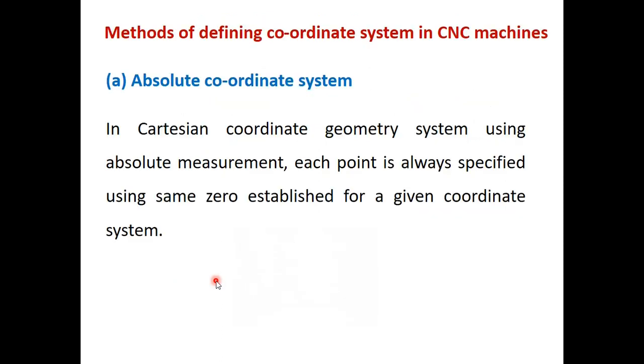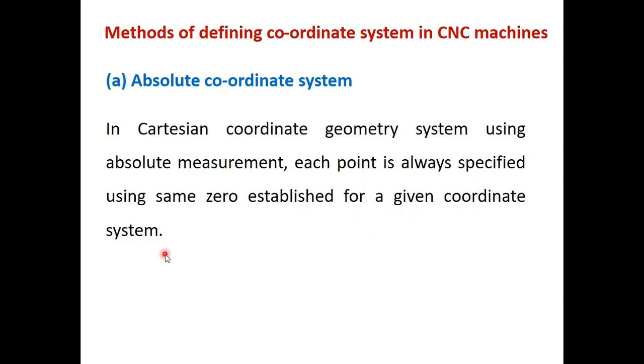Now let's go to the next point, that is methods of defining coordinate system in CNC machine. This is very important when you are doing a CNC program. So there are 2 methods. One is the absolute coordinate system. In absolute coordinate system, each point is always specified using the same 0 establishment for a given coordinate system.